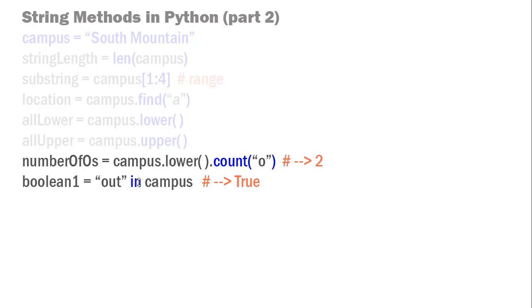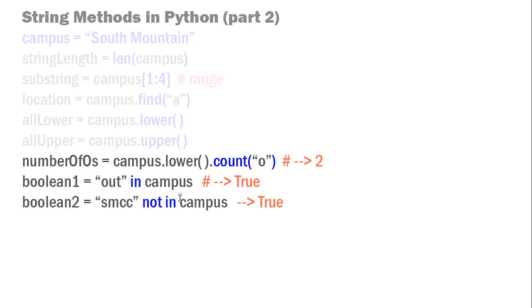We can also look for a phrase or a substring inside of a string using the word in. So I can look for out in campus. This might be part of an if statement. This is a Boolean expression. So I might say if out in campus, do something. If it's not in there, that would be the else clause, do something else.